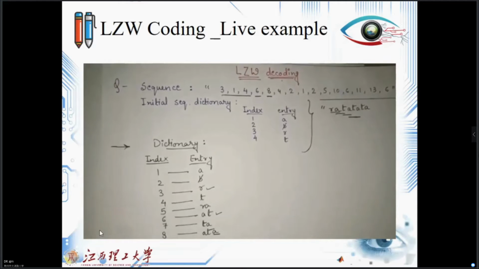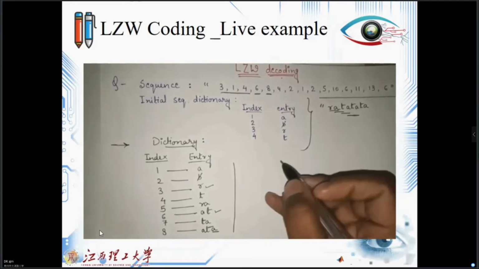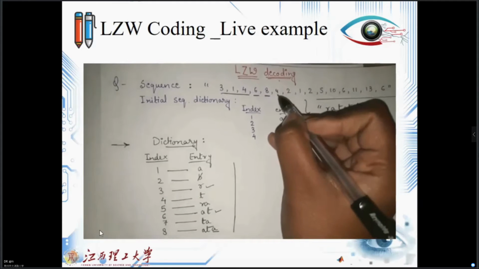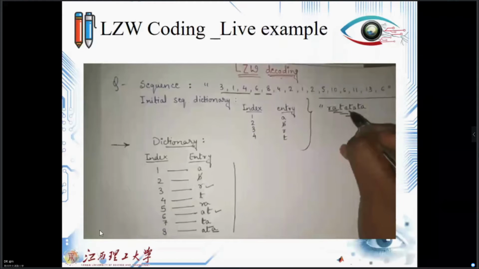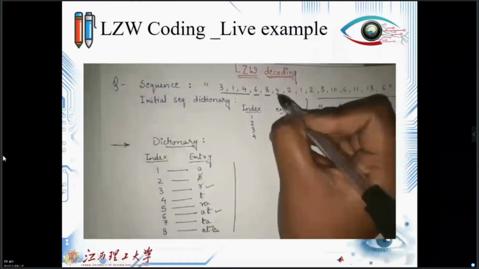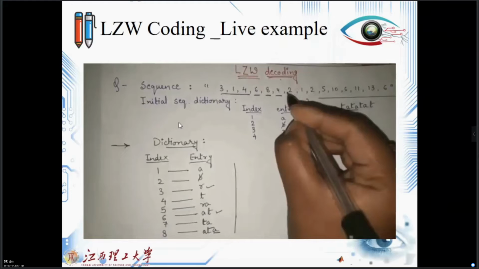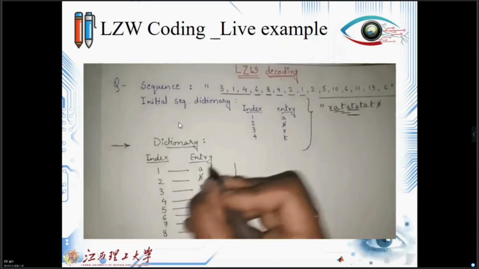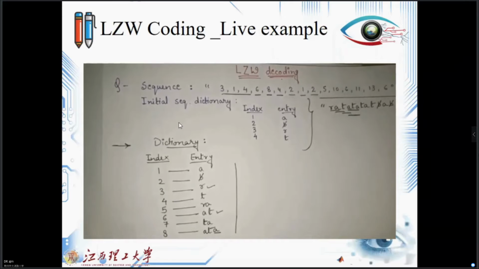Then we go for the 4. Okay. 4 we have in the dictionary. It's T. We can put it. With the 4 we have T. For 2 we have B blank. We will put it. For the 1 we have A. We can put it. For 2 we have B blank. For 5 again we have RA. We can put it. Now 10 again.